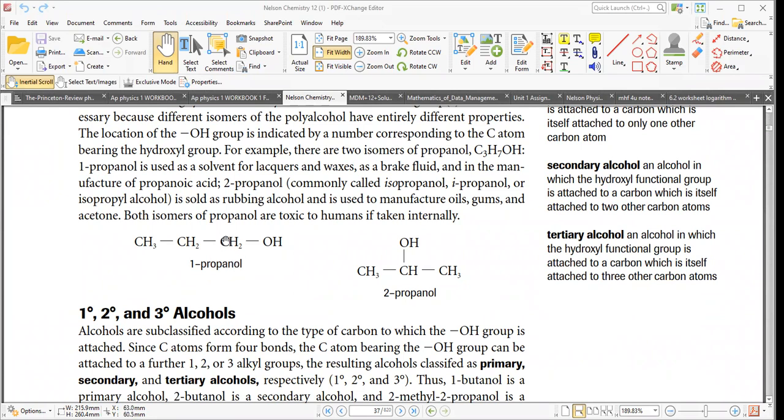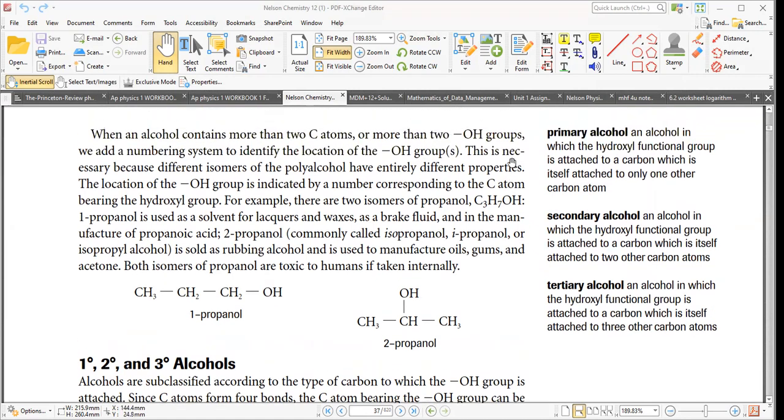On the first carbon, the OH is attached. We'll have to put the position of the OL. Okay, now here, 1, 2, 3, again propanol. On the second carbon, the OH is attached. We call this one the primary carbon. Why? The primary alcohol.